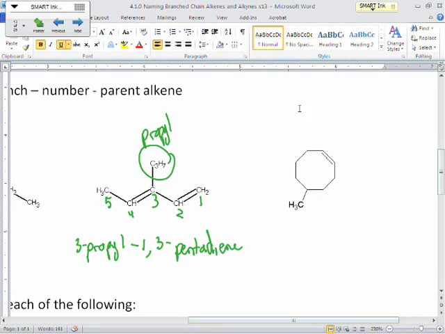I've got a cyclic structure. My 1 is going to be either here or here. And I always then count 2 on the other side of it. But what's going to give this the lowest number? That's the question. 1, 2, 3, 4, 5, or 1, 2, 3, 4, 5, 6. So I go 1, 2, 3, 4, 5. You start at the double bond and go across it to get to 2. Don't head the other way.